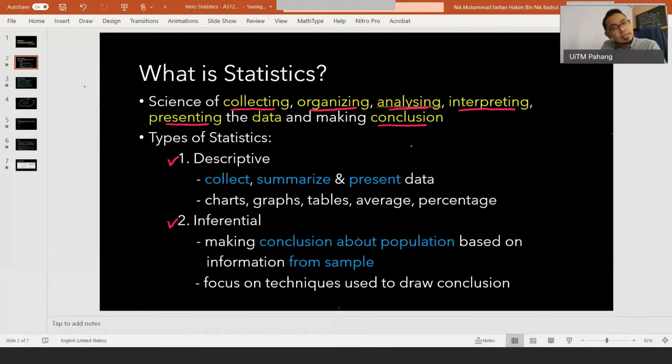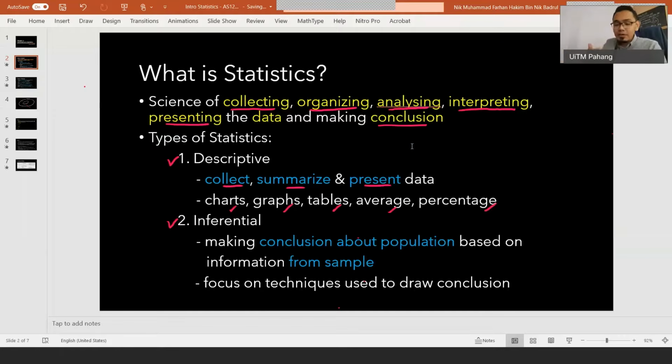So what is descriptive statistics? It is something to describe the data. It deals with collecting, summarizing, and also presenting the data to describe it. Usually it will be in the form of charts, graphs, tables, or averages. If it is numerical values, it will be average, percentage, and so on.